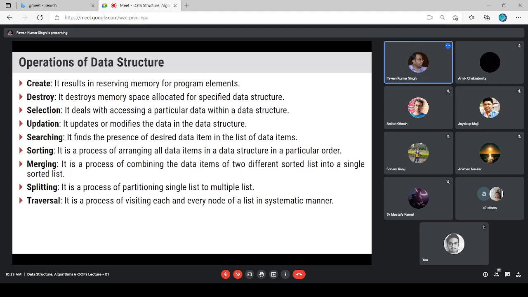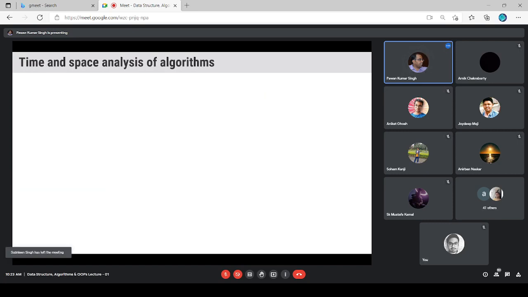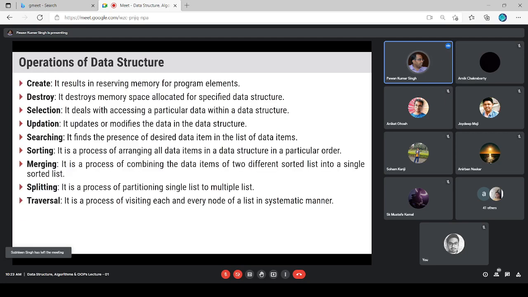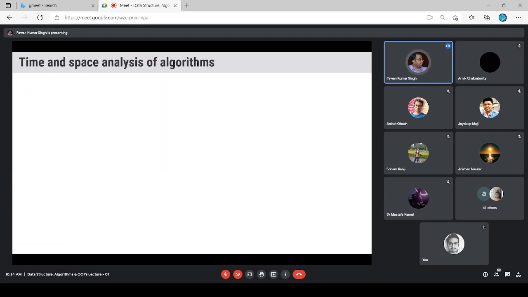Traversal is a process of visiting each and every node of a list in a systematic manner, one by one. Okay, so these are the operations of data structures which may be performed on any type of data structure.